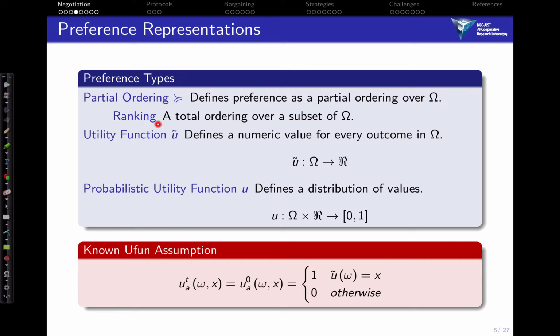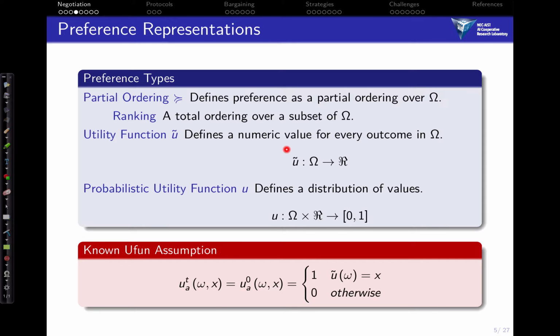Ranking is a special case, which is a total ordering over a subset of omega. It needs not be over the whole of omega. The most widely used way to represent preferences is a utility function. And the utility function simply defines a numeric value for every outcome in the outcome space. So it's a mapping from the outcome space to a set of numbers. And in many cases, this is usually normalized between 0 and 1, but not always. So that's what we call a utility function.